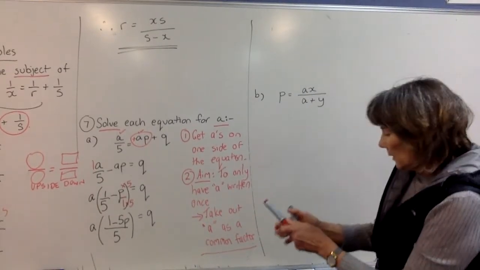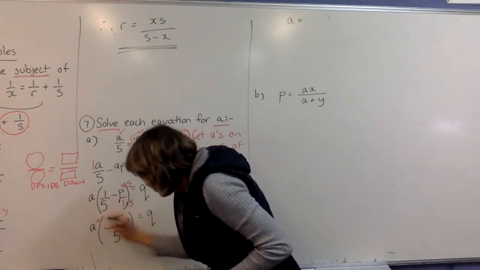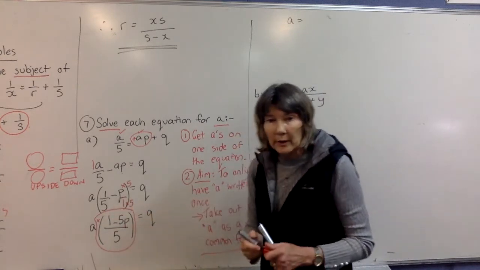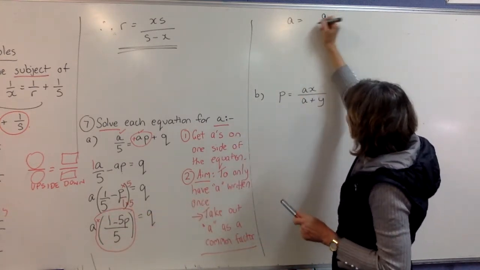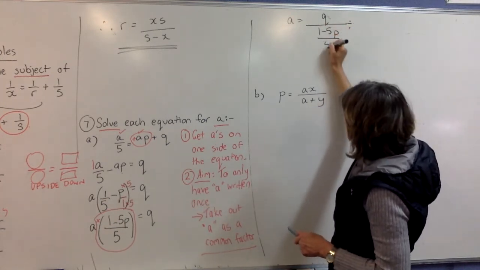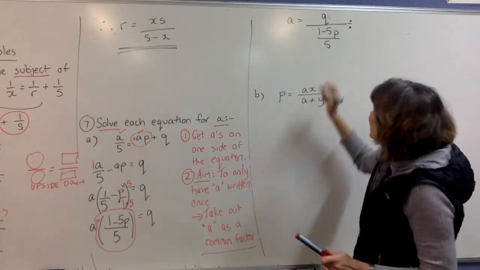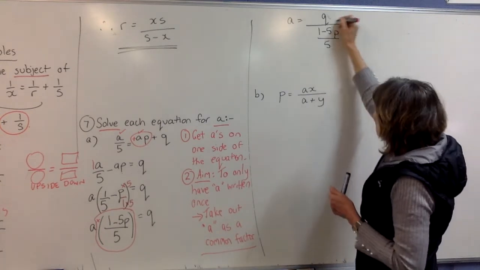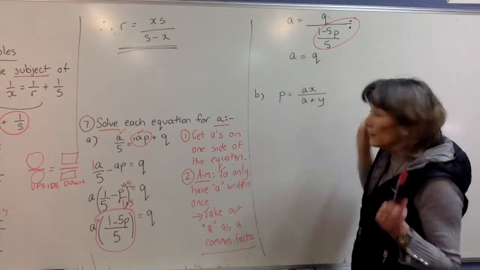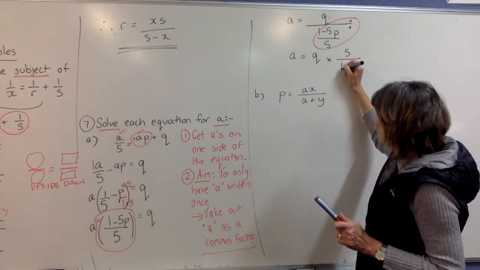Now we want to get that A by itself. So we're going to get rid of all of that. So at the moment, we're timesing by all of that. So we're going to come over here, write the Q down, and we're going to divide by all of that. Now when you're dividing by a fraction, that looks very messy with all those fraction bars. So dividing by a fraction is the same as timesing by the reciprocal. So we're going to write the Q down. Instead of dividing, we're timesing by the upside down of this.